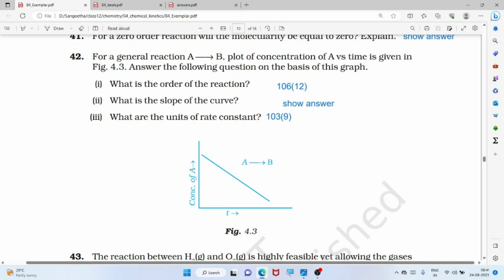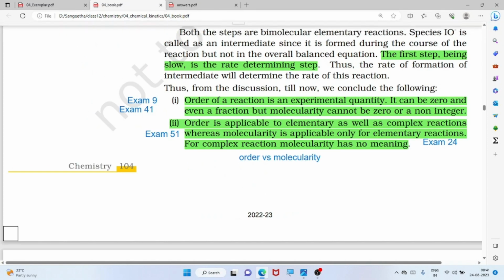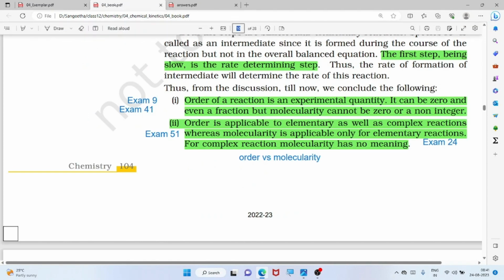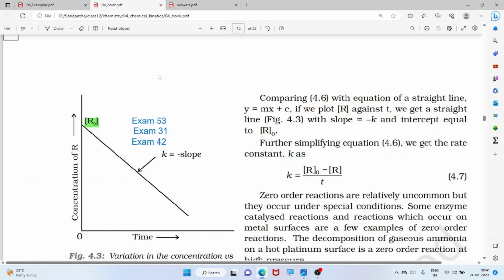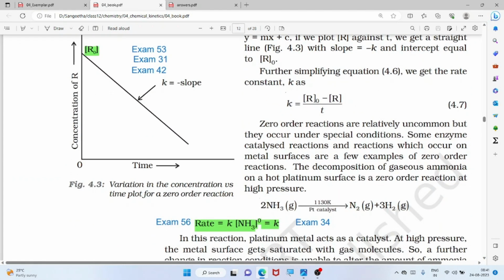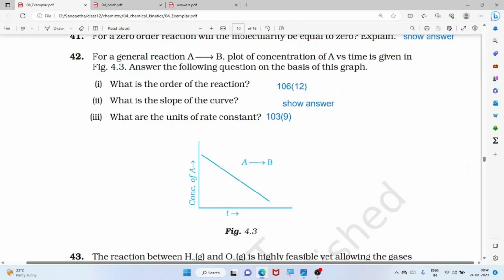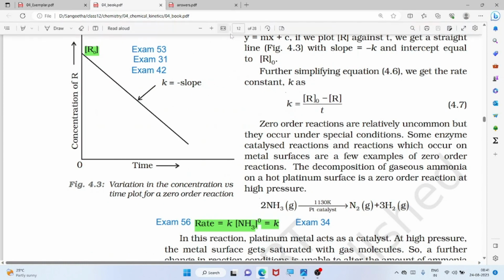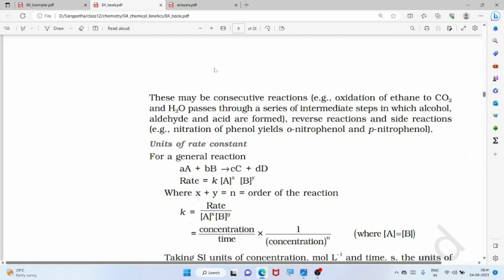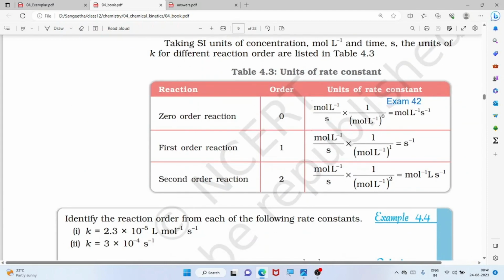12. So this is for the zero order reaction. The slope is minus k, then the unit of the rate constant. The unit of the rate constant of the zero order reaction, this is the unit.